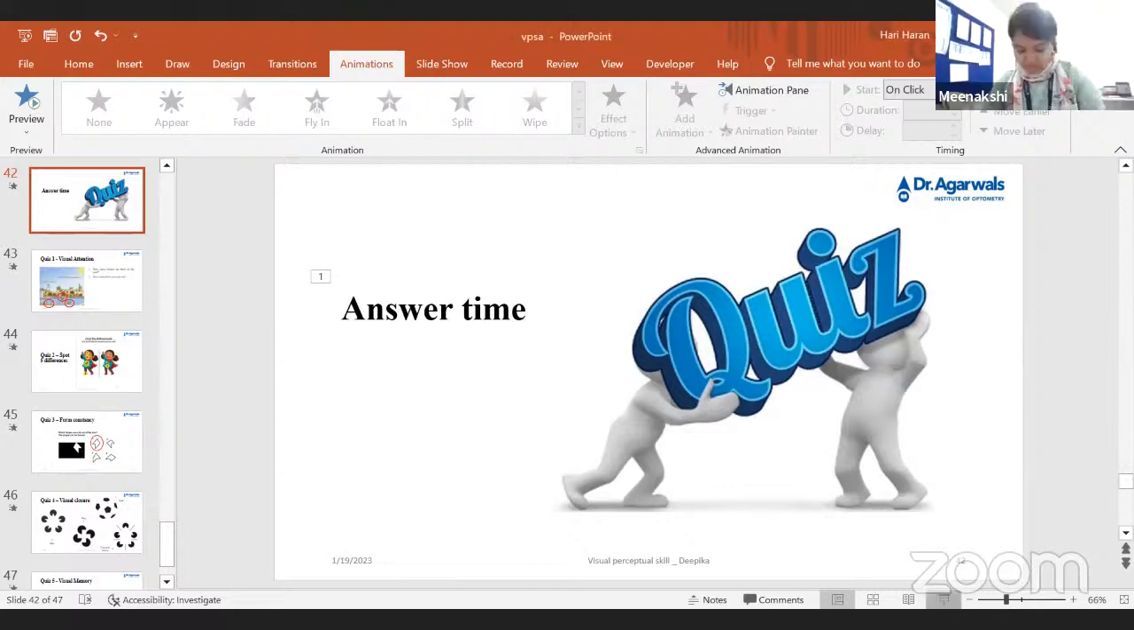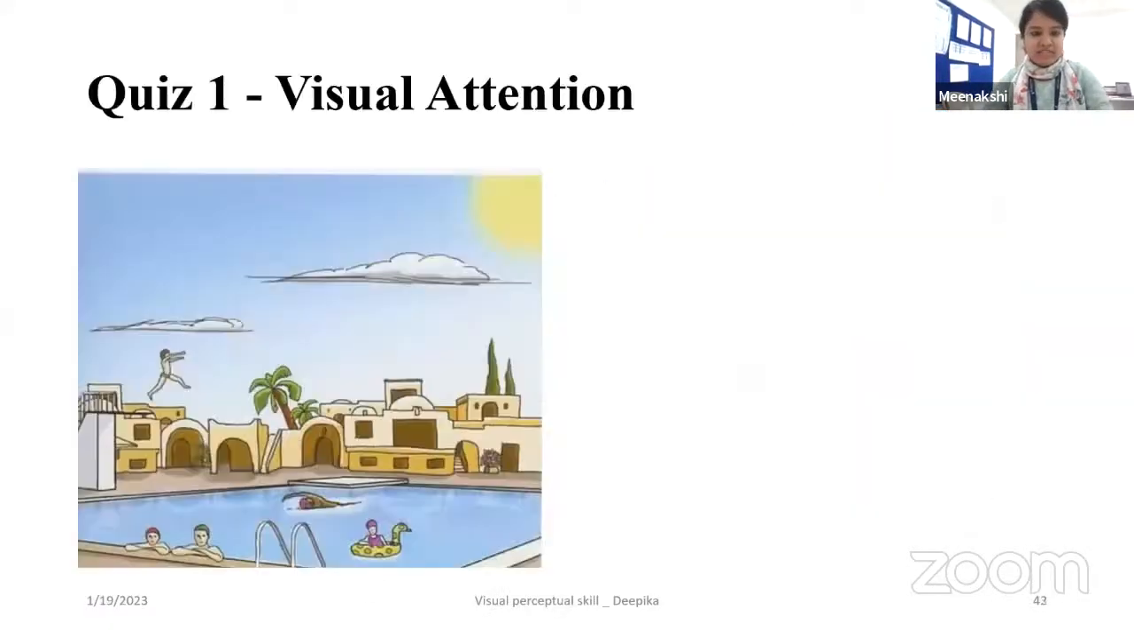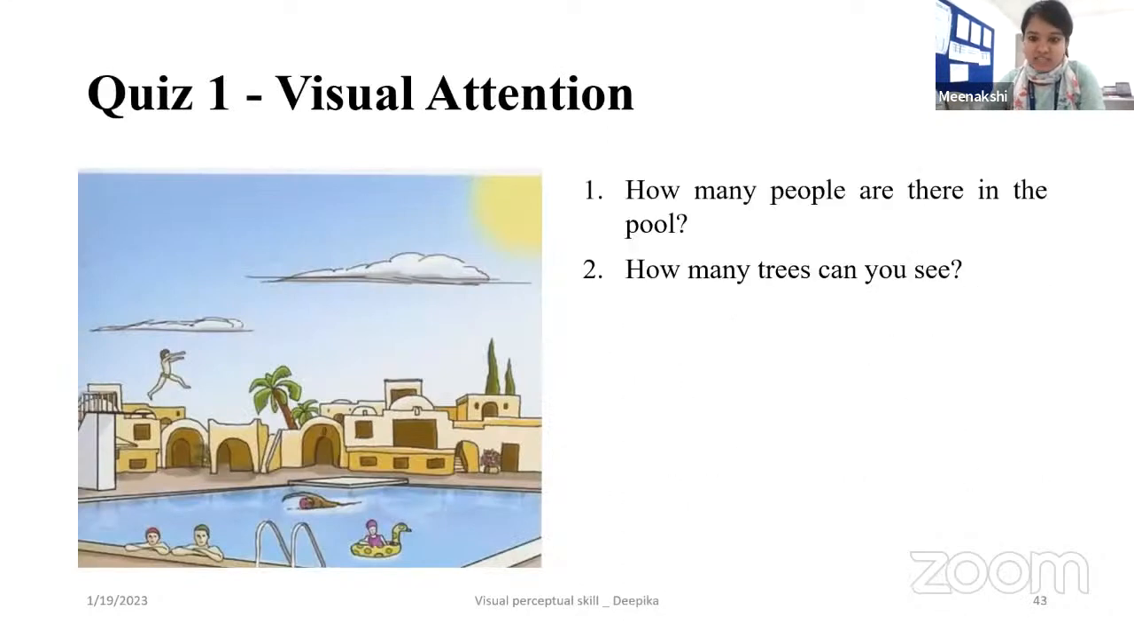As Gomati said, we'll quickly see the answers for the first quiz, which is about visual attention. We asked you 2 questions. How many people do you see in the pool? And the second question is, how many trees are there? I guess many of you have answered correctly. We see four people in the pool as well as four trees in the picture.